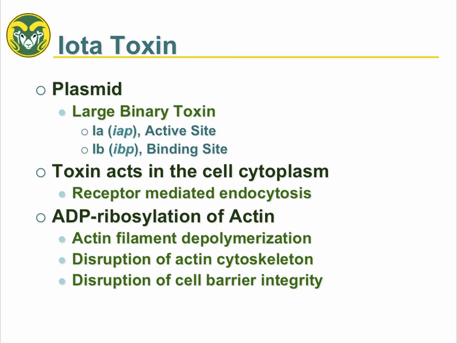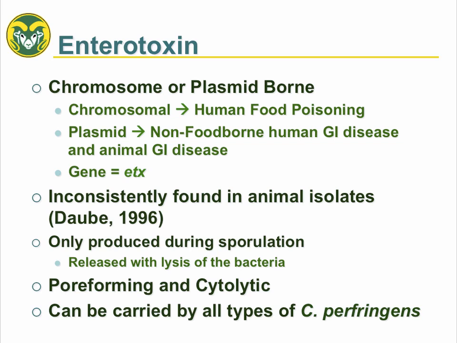Iota toxin, again, it's type Es. These are very, very rare isolates, it seems, in the United States. Carried on a plasmid. It's a large toxin, acts at the cell cytoplasm, where, again, it breaks up the formation of the actin filament and breaks up the cytoskeleton. That's about all we're going to say about iota toxin and type Es.